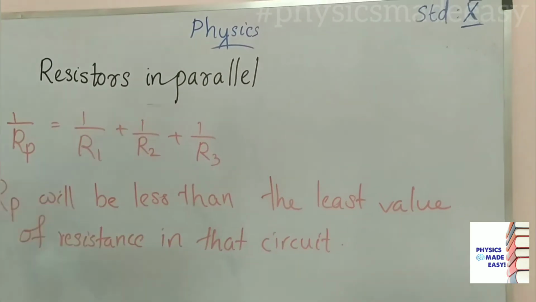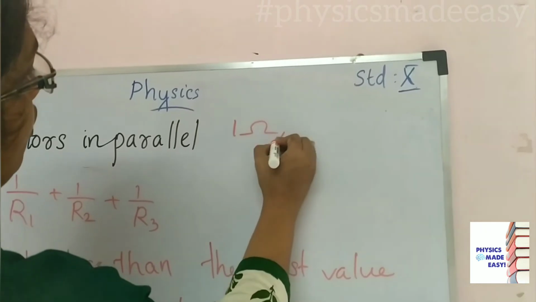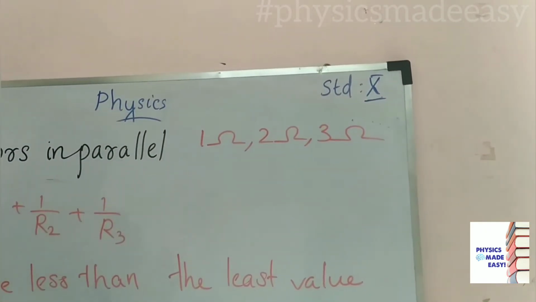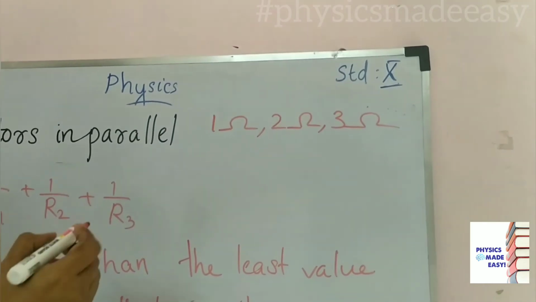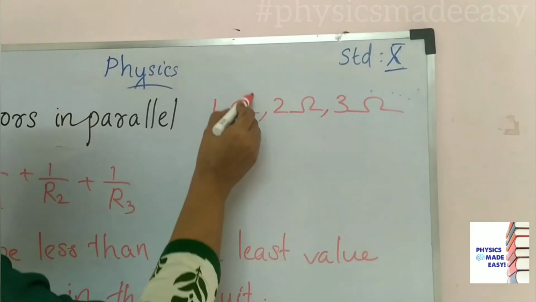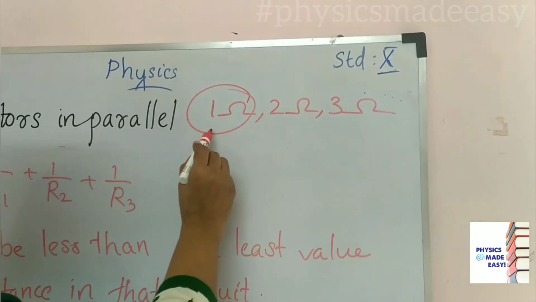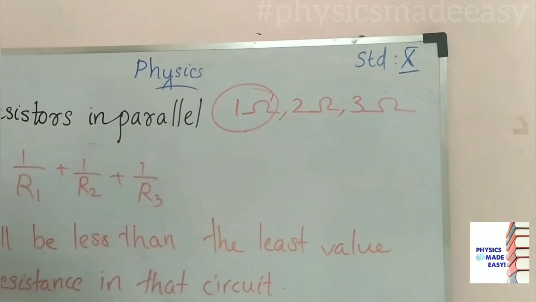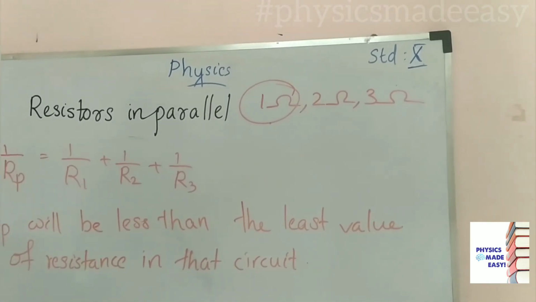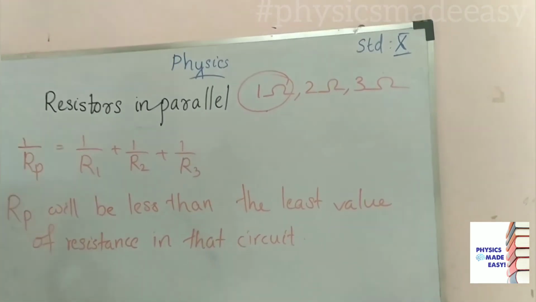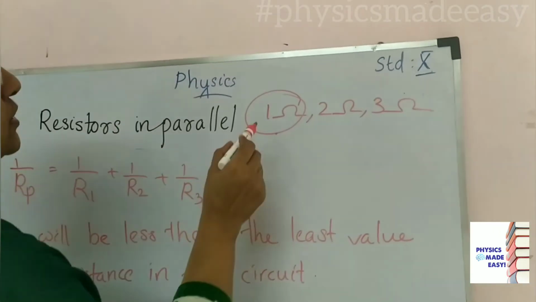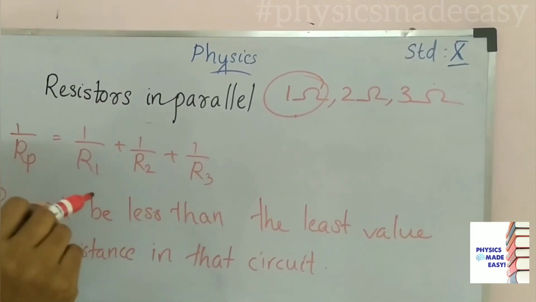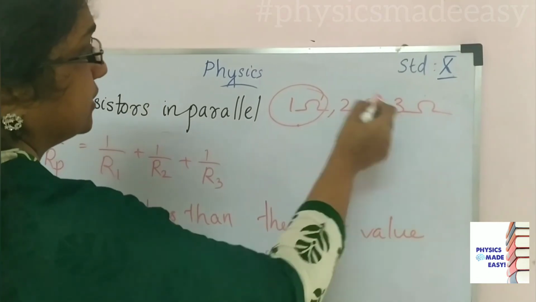If we have 3 resistors, 1 ohm, 2 ohm and 3 ohm connected in parallel, that time the effective resistance will be less than this 1 ohm. You know, least value among these 3 is 1 ohm. So if these 3 resistors are connected in parallel, the effective resistance will be less than this 1 ohm. But if these resistors are connected in series, that will be greater than this 3 ohm.